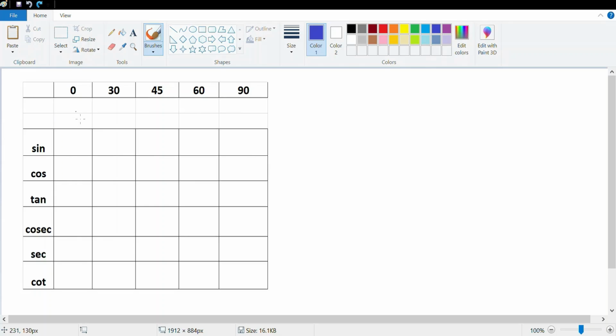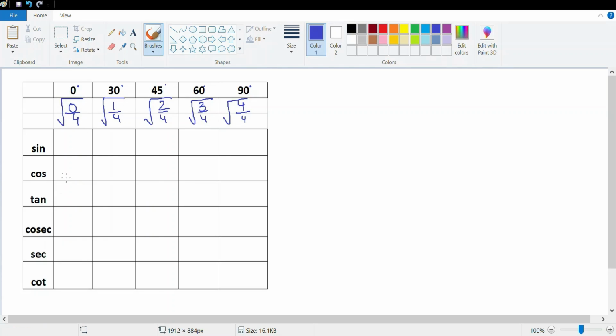So step 1, you write 0, 1, 2, 3, 4. This is for the 5 standard angles: 0 degree, 30 degree, 45 degree, 60 degree and 90 degree. So you write 0, 1, 2, 3, 4 divided by 4. So you divide all elements by 4 and then take the square root of the number that you're getting. The first value that you will get will be the sine of the respective angle.